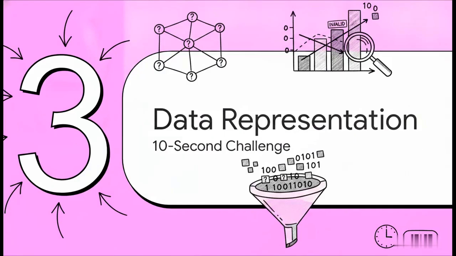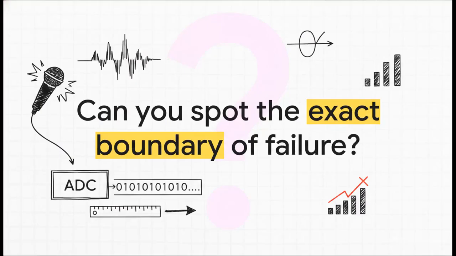Which brings us to Section 3, Data Representation, the 10-second challenge. A huge part of this exam comes down to spotting invalid data while under pressure. So let's do a quick challenge. You have just 10 seconds to mentally process this scenario. Think about the difference between normal, abnormal, boundary, and extreme test data within a sound sampling context. Where exactly does a system with an 11-bit analog-to-digital converter fail? Lock in your answer. Time's up.